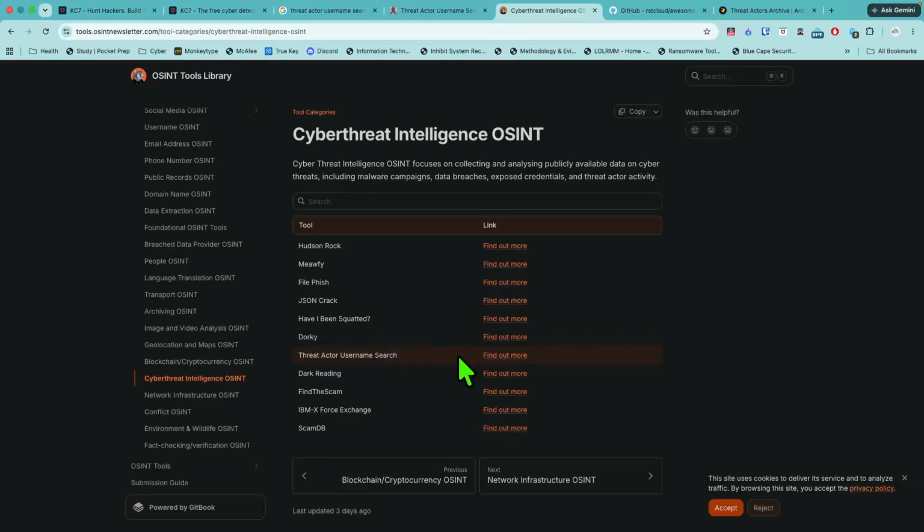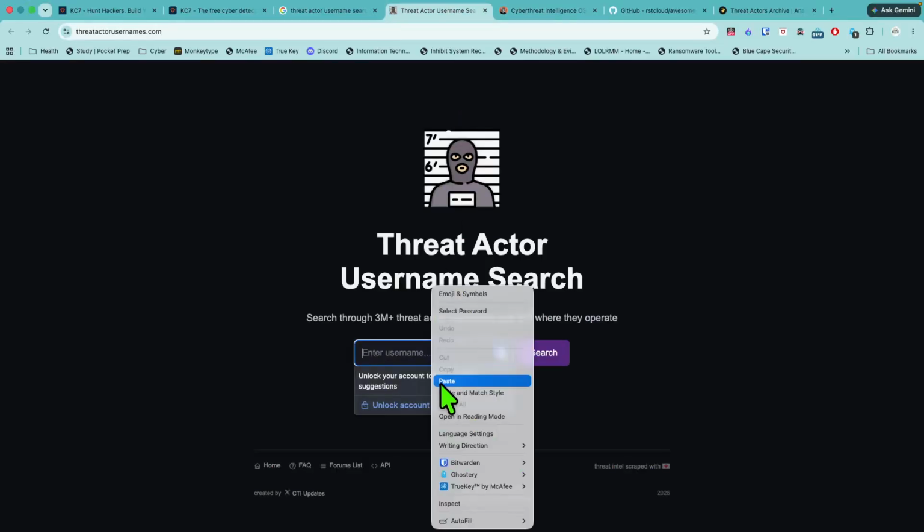So that being said, we're going to use the threat actor username search, which is a simple OSINT tool that checks whether a username has been observed on known cybercriminal forums and underground platforms. So the way in which that tool works is that we're going to type in APT41.